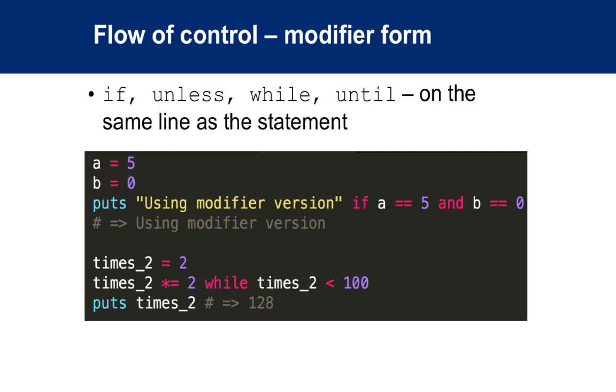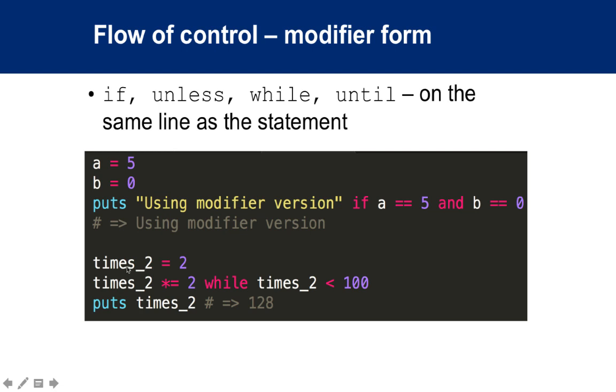Ruby also has this interesting form of flow of control called the modifier form. Basically the idea is if there's no block, it's sort of like an inline version. So for example, you have variable a is 5, variable b is 0. In this case, you print out using the modifier version, if a is 5 and b is 0. So it reads like one sentence.